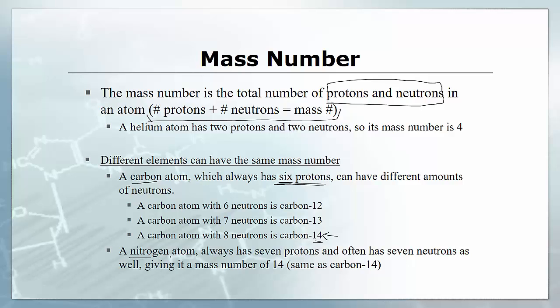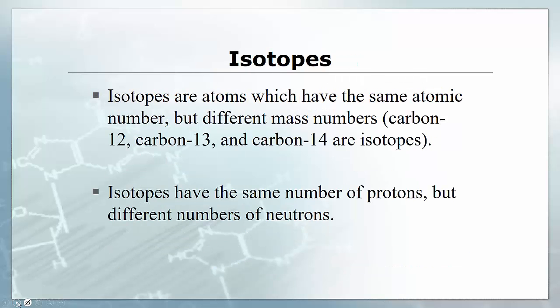However, nitrogen also has 7 protons and oftentimes has 7 neutrons. So it too has a mass number of 14. So carbon 14 has 8 neutrons, 6 protons. Nitrogen has 7 neutrons and 7 protons, still a mass number of 14. So mass number is not an identifying characteristic of an atom or an element, but atomic number is.